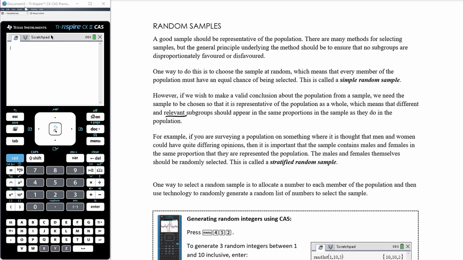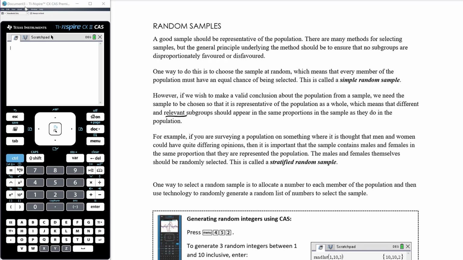Okay, so the males and females themselves would be randomly selected, but you would ensure that there is a certain number of males in the sample and a certain number of females in the sample, and that's called a stratified random sample. And you might want to do that via other groupings. You might want to do that via ethnic mix, for example. You might want to ensure that the divisions of the ethnicities in your sample are representative of the population, or whatever it might be.